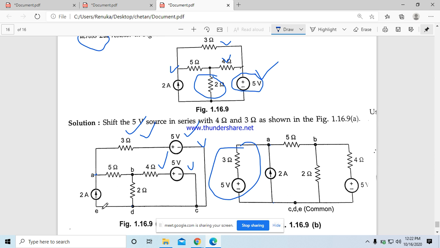Also you should observe that E, D, C, these three are common points, right? Instead of connecting like this, you can join all these points at a single node. So this is present here. Next, the 5 volt will be there, and the 2 ohm will be there. Next, another point, B, which is at the other end of the 5 ohm resistor, you can draw. Whatever complicated circuit was there, I have drawn in a simplified manner.